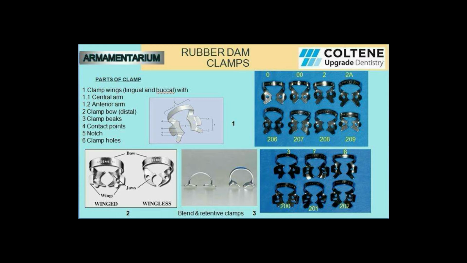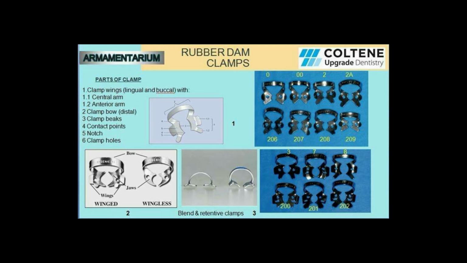There are four contact points which can be seen on any of the rubber dam clamps, and whenever you are applying a clamp over a tooth, four point contact is a must. Otherwise, the clamp will rock over the tooth and you won't get the retention which is actually needed. The fifth point is the notch, and the sixth one is the clamp holes. These clamp holes are required for tying a floss, and I'll later explain why a floss is needed when you are applying a clamp.